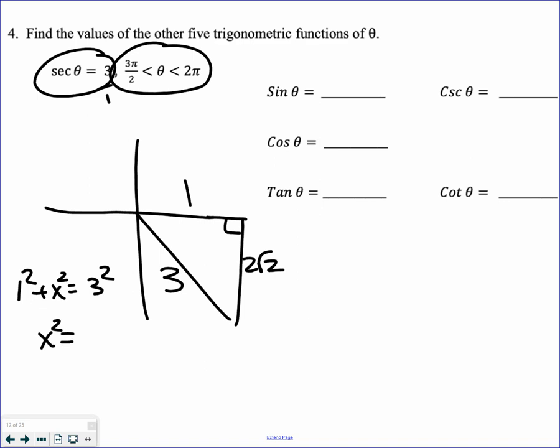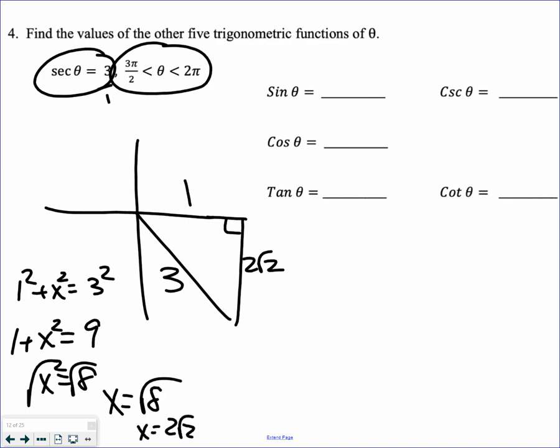x squared equals 8. Take the square root. I get the square root of 8, which is 2√2, and it's negative because it's going down. So now sine. Sine would be opposite over hypotenuse. Cosine, adjacent over hypotenuse. Tangent, opposite over adjacent. So this is opposite over adjacent.